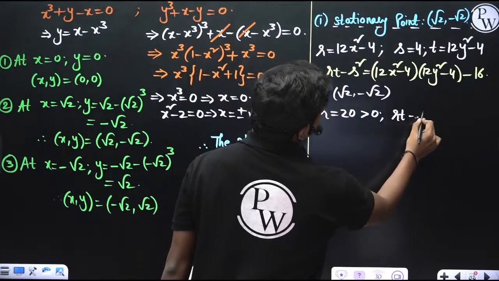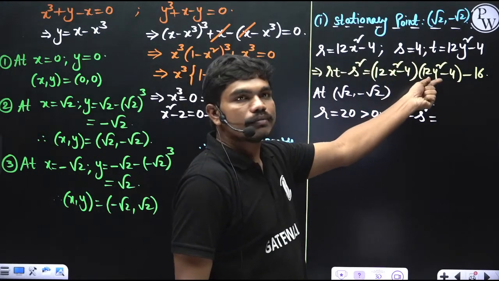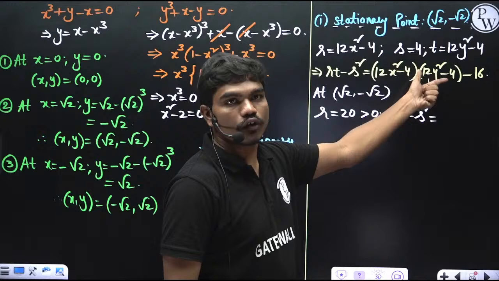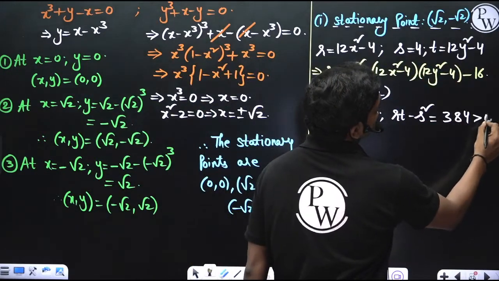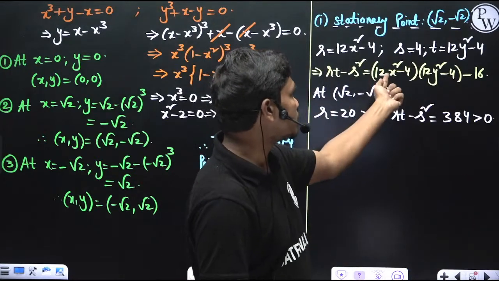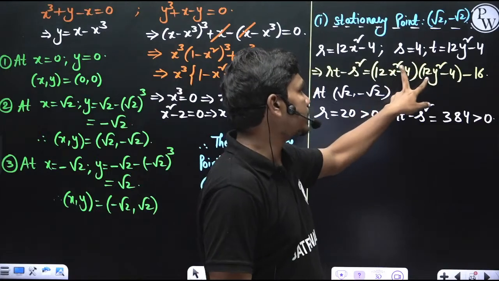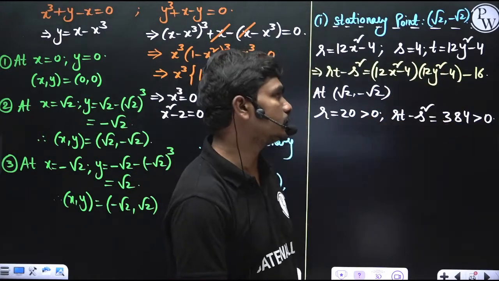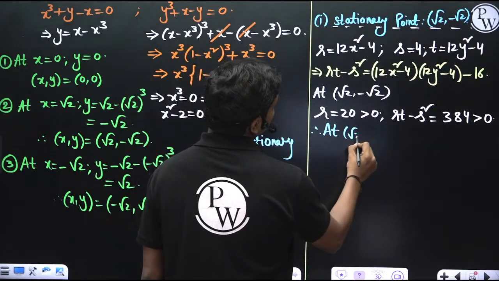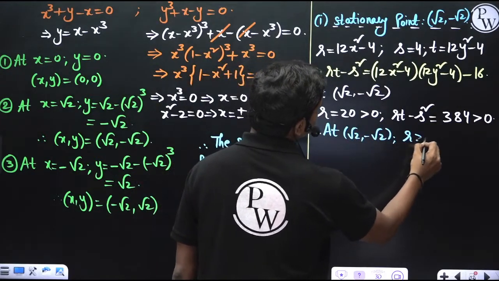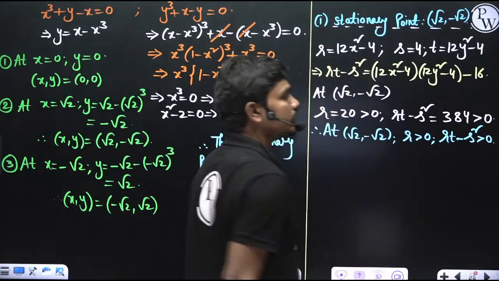What about rt minus s square value? Let's check it out. If you put x equal to root 2, this value is 20. If you put y equal to minus root 2, this is also 20. So 20 into 20 is 400 obviously, minus 16. So 384, which is also positive actually here. Okay, because if you put x equal to root 2 and y equal to minus root 2, this becomes root 2 whole square, this is minus root 2 whole square, which is again 2. So 20 into 20, 400 minus 16, which is 384, which is positive. So therefore, at root 2 comma minus root 2, r is positive, and also rt minus s square is also positive.